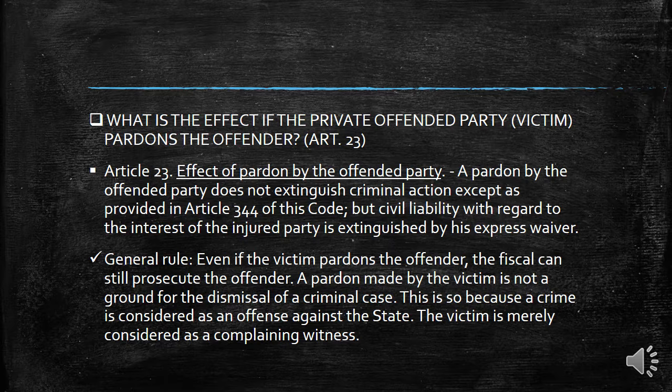General rule: even if the victim pardons the offender, the fiscal can still prosecute the said offender. Why? Because a pardon made by the victim is not a ground for the dismissal of a criminal case. Reason? It is because a crime is considered as an offense against the state. The victim here is merely considered as a complaining witness.